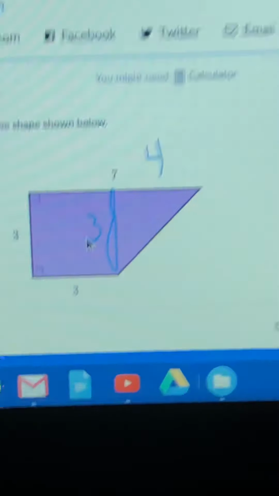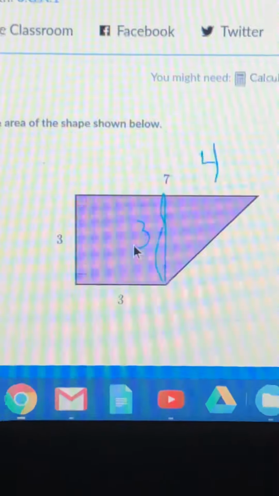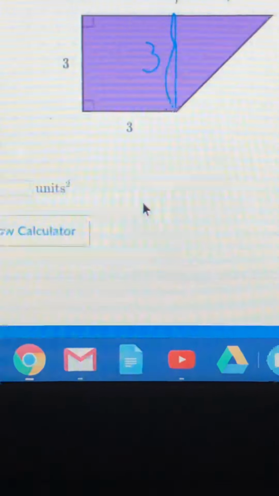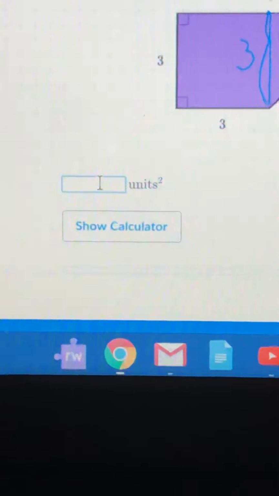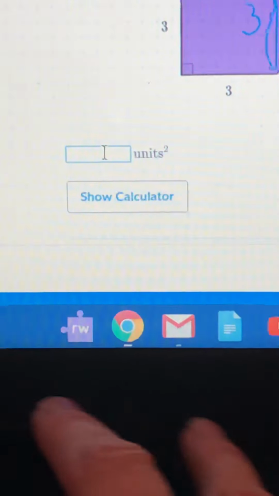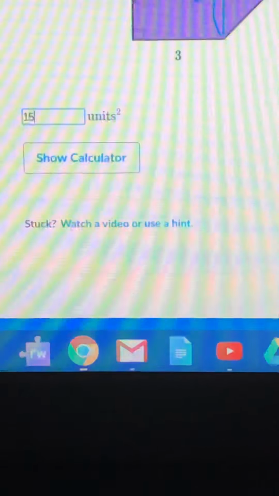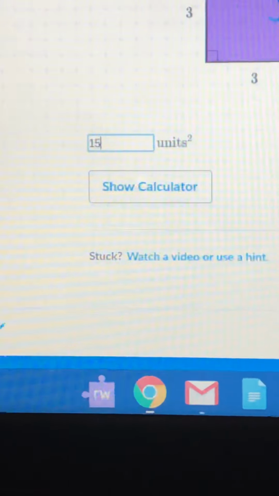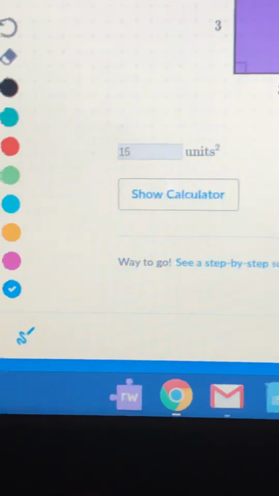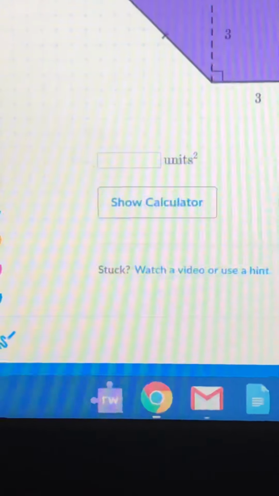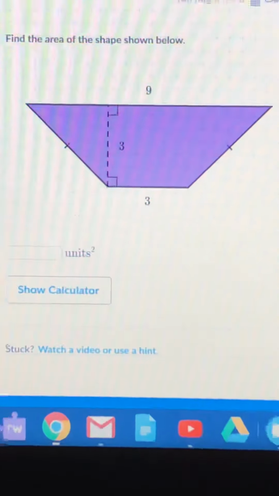So back onto the Khan site, here we go. Again, that does look an awful lot like a trapezoid, so we could have just done the trapezoid formula. Really, whatever works for you, they're going to end up being the same thing. The trapezoid formula is going to be derived from that anyway. So we did 15 units squared. Let's check it, and it's correct. Hooray! Oh look, another trapezoid.